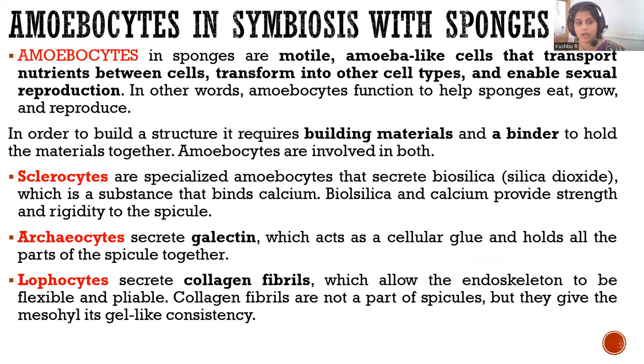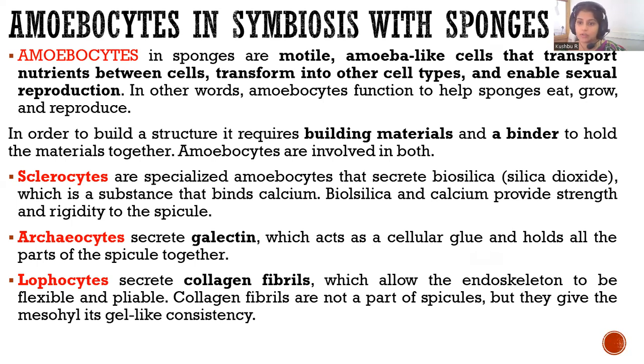It acts as a structural constituent, helping in the building blocks of the sponges to have appropriate morphology. For that, sclerocytes are used, which are specialized amoebocytes that secrete biosilica, which acts as a building block or constituent, such as calcium and biosilica, and makes sure the sponge structure has good tensile strength and rigidity.